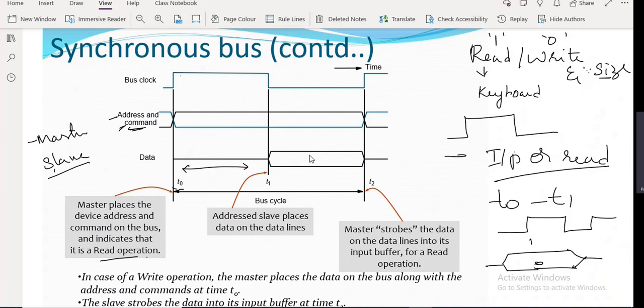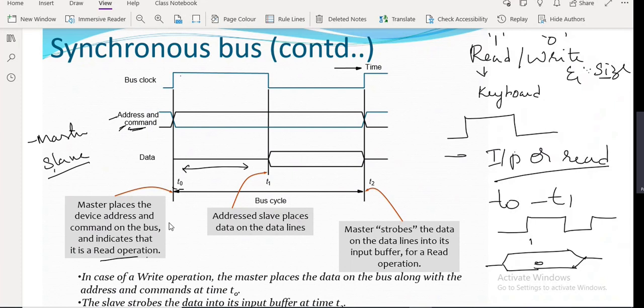The device has placed the data on the bus and the processor is going to strobe that data. Strobe means it is going to capture the data and store it into its buffer. So now can you explain what changes it requires for the output operation or write operation? Quickly. What changes does it require with respect to this diagram?